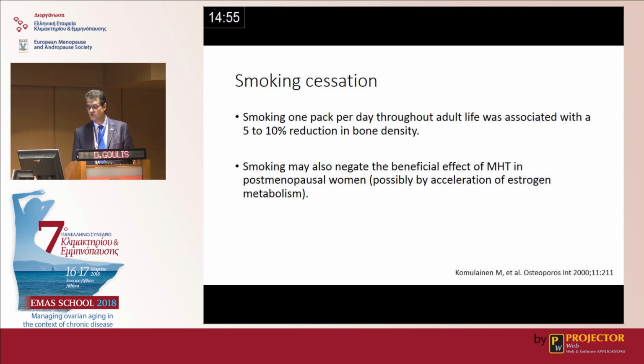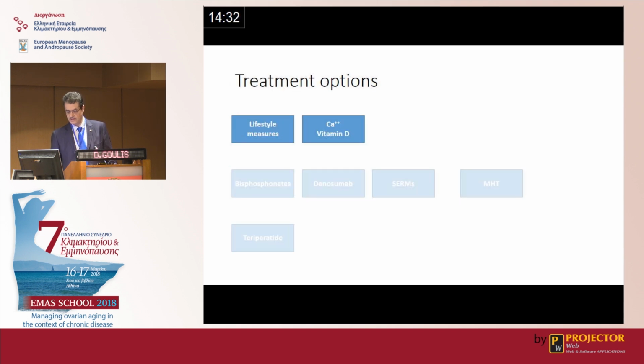Smoking cessation, of course. It's not only that smoking 20 cigarettes a day, one pack, has been associated with a 5 to 10% reduction in bone density, but actually smoking tackles the beneficial effects of menopausal hormonal treatment, most possibly by acceleration of estrogen metabolism. So this is the way we want to leave this.